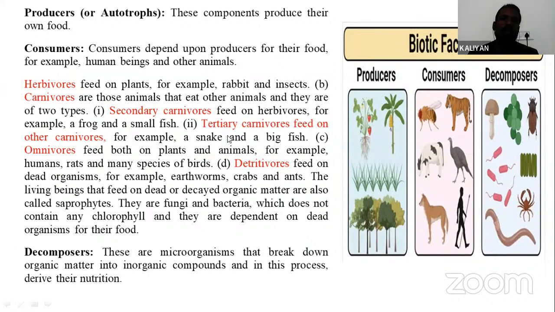Carnivores are those animals that eat other animals, and they are of two types: secondary carnivores and tertiary carnivores. Secondary carnivores feed on herbivores, for example frogs and small fish. Their food is herbivores like rats and insects. Tertiary carnivores are, for example, snakes and big fish. For tertiary carnivores, their food is the secondary carnivores.